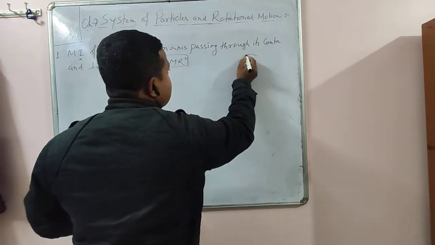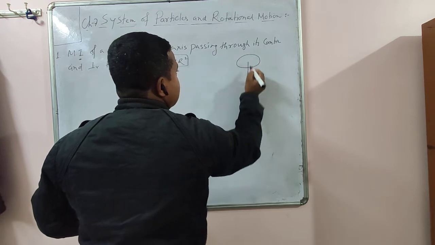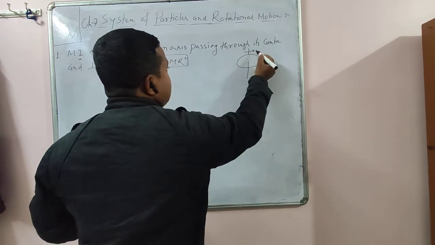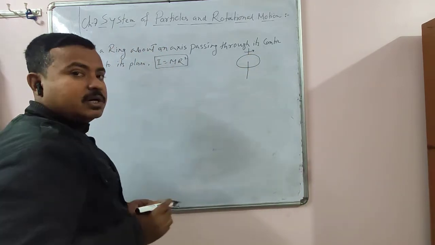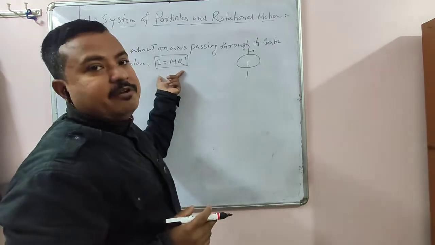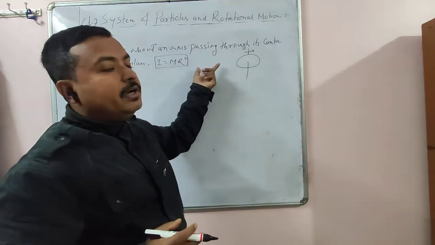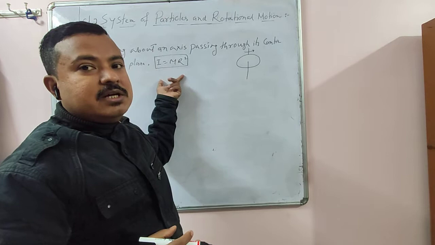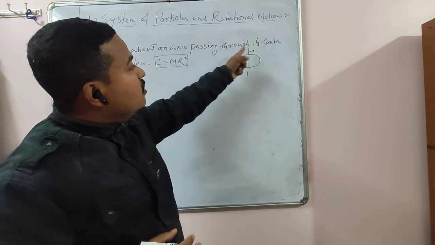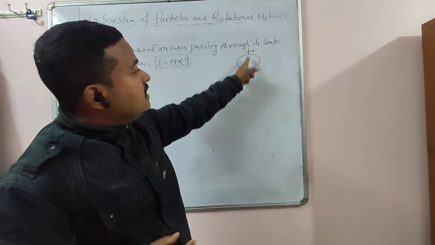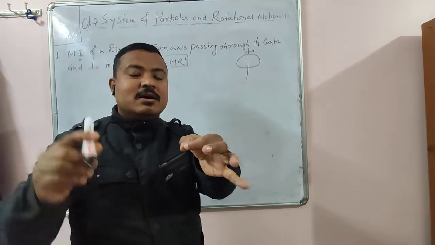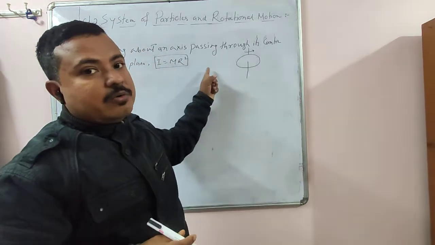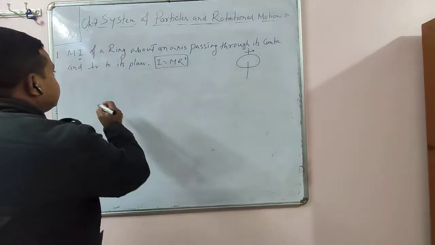This is the ring, and this is the axis passing through its center and perpendicular to its plane. About this axis, the moment of inertia is mr square, because if axes are different, moment of inertia will be different. As I told you earlier, moment of inertia depends on the axis of rotation. If we change the axis, moment of inertia will change. So remember this formula along with the axis of rotation. This is the z axis, passing through the center and perpendicular to the plane. About that axis, the value is mr square, where m is mass and r is radius.